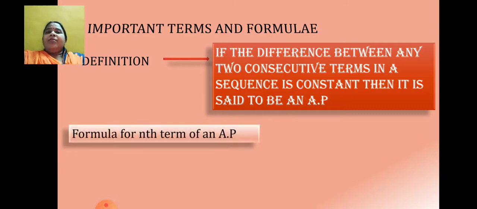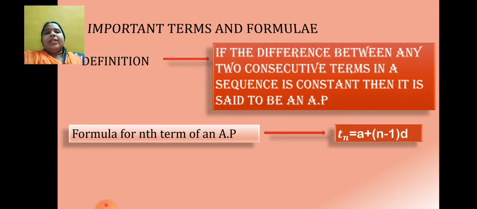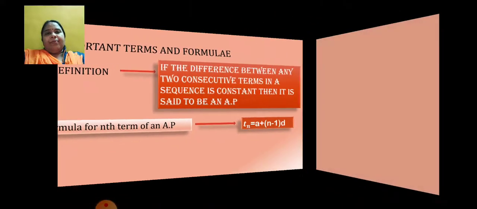Then we have learned a few important formulas in this chapter. The first was the formula for nth term of an AP. I hope everybody remembers it. The formula was Tn is equal to a plus n minus 1 into d, where Tn is nothing but the nth term, a is the first term, n is the number of terms and d is the difference. Right? So this was the first formula for nth term of an AP.